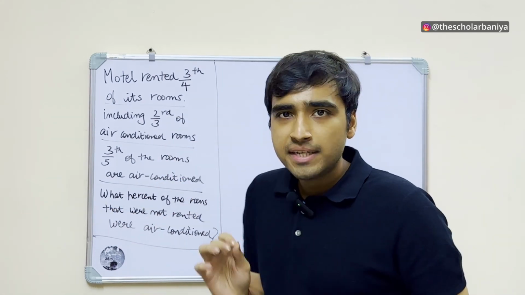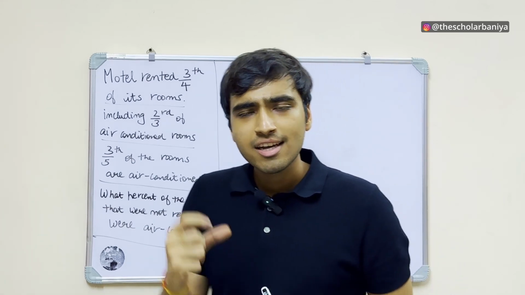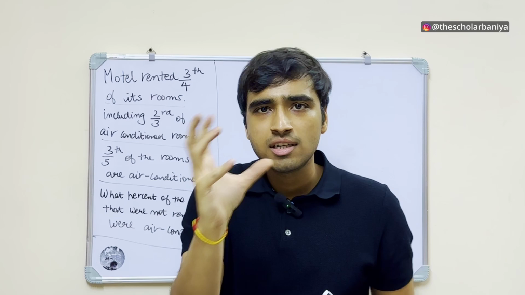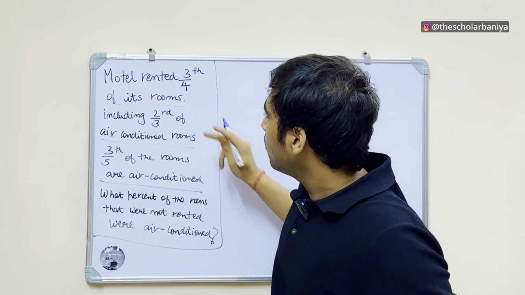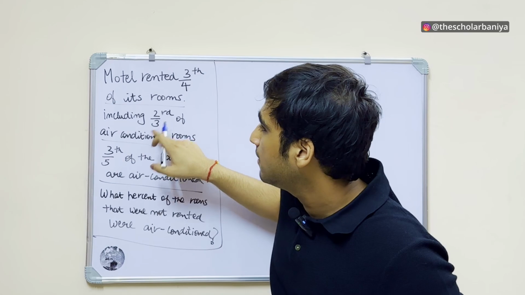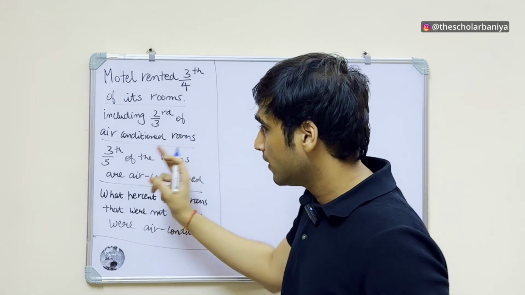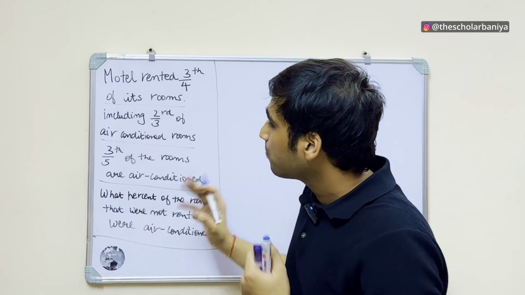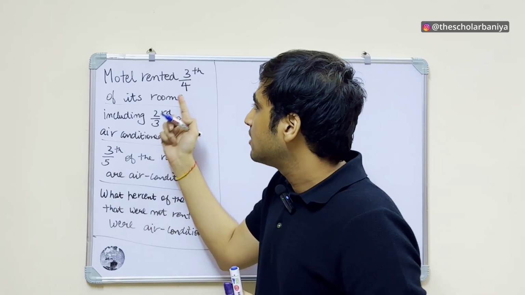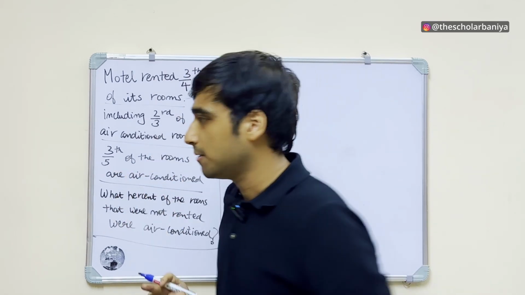So before proceeding, one thing in such questions is that we assume that there are a certain number of rooms. Because we know that there is 4 in the denominator, there is 3 in the denominator, there is 5 in the denominator. So we have to take a number which easily gets divided by all of these things, right?